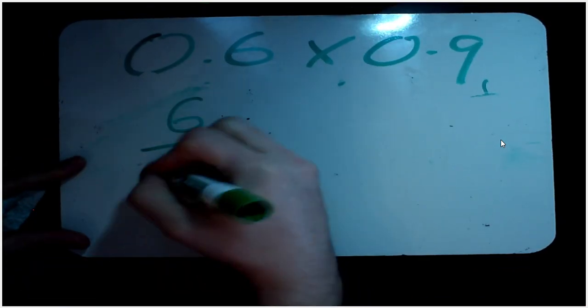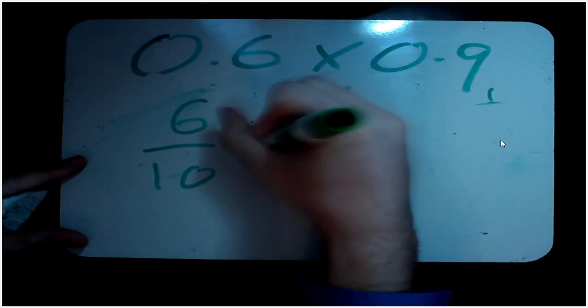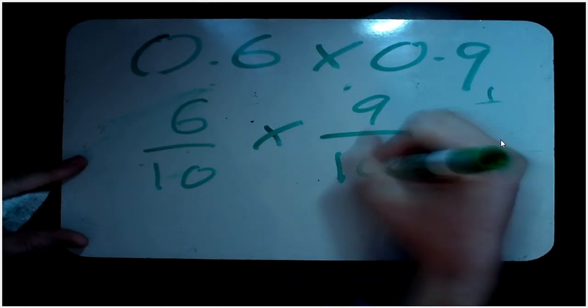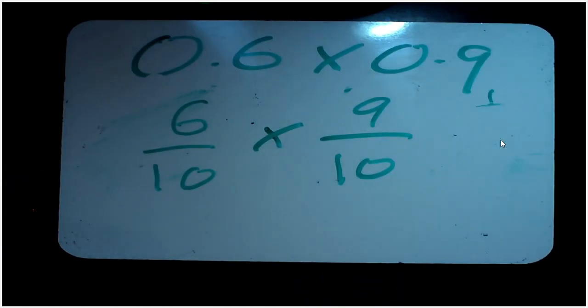I'm having marker issues today. 6/10 times 9/10. All right. Well, we haven't done fraction multiplication yet, and we're not going to go there. But by using the associative property, we could simplify this expression even more, just so you understand the place value, and so you also get a good idea of how we can solve these problems mentally and check your work.